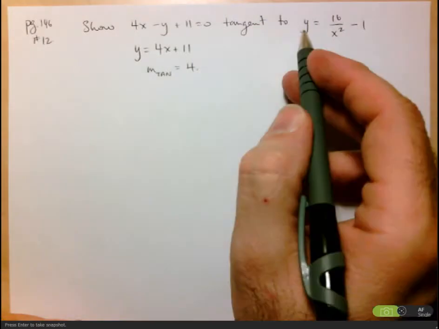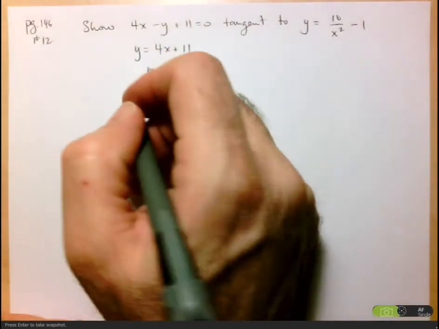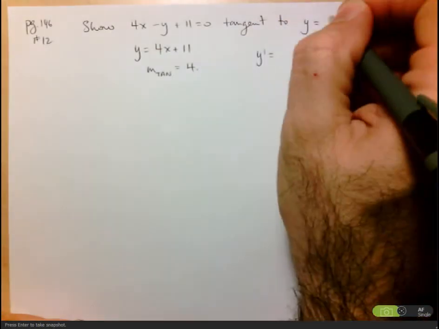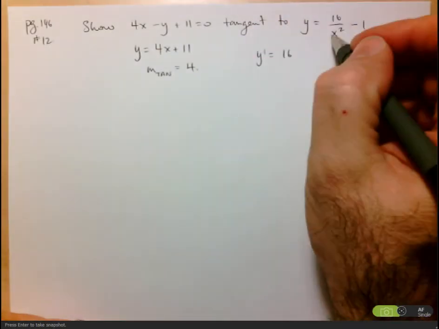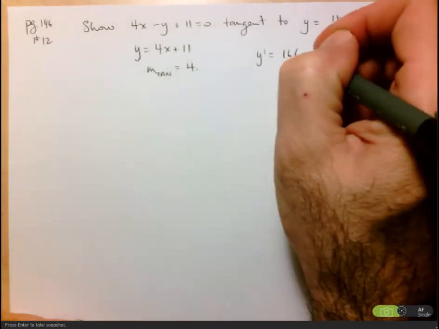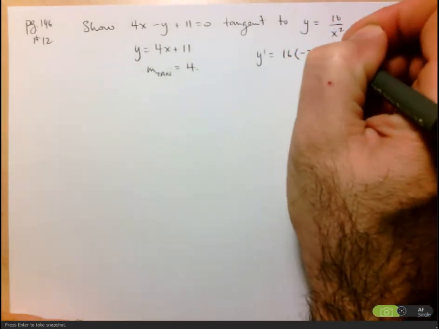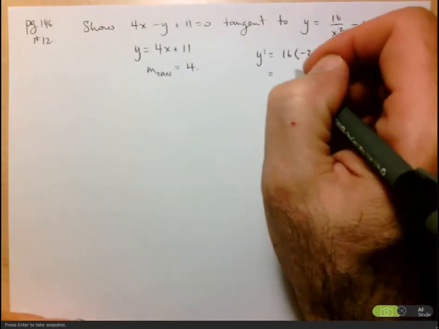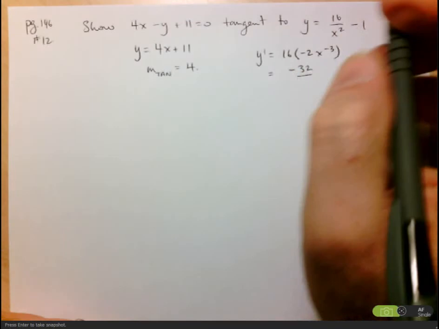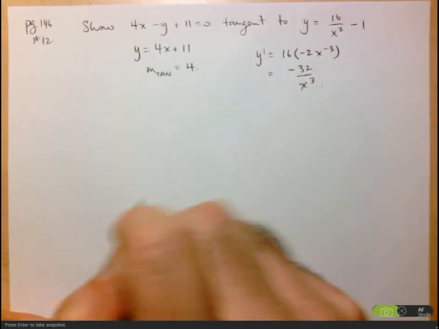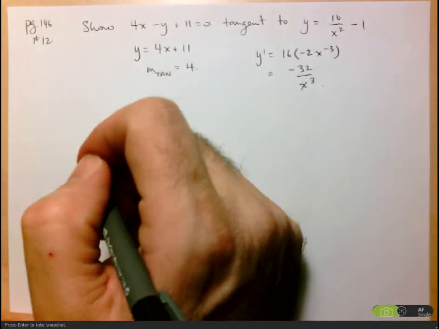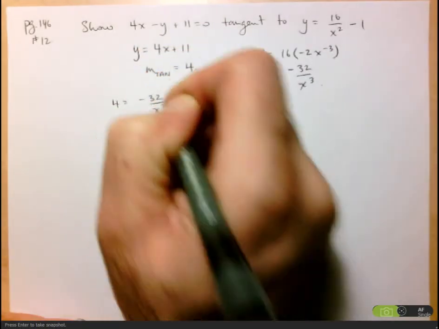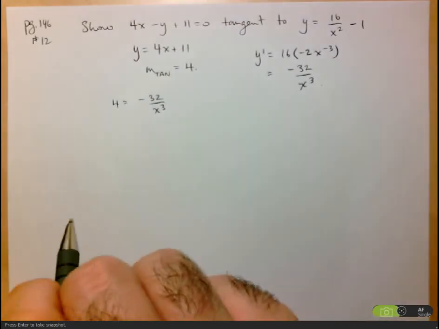So I need to determine when this derivative is equal to 4. Let's start by taking the derivative here. So y prime is equal to, 16 is just a constant, and this is x to the minus 2, so the derivative is negative 2x to the minus 3, and the derivative of 1 is equal to 0. So this can reduce to negative 32 over x cubed. Now let's solve the equation 4 equals negative 32 over x cubed, since we need to know when the derivative is equal to 4.